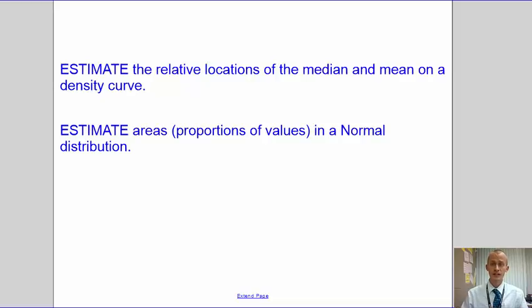Today, we'll be covering the locations of means and medians in density curves. We'll also be introducing the idea of density curves, and then we'll be introducing normal distribution. All the stuff we're covering today is foundational for where we are going to be headed this chapter, and in general, throughout AP Stats.